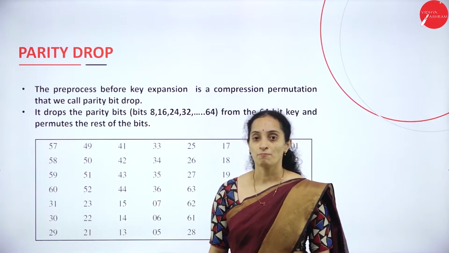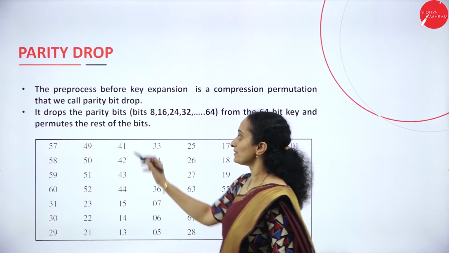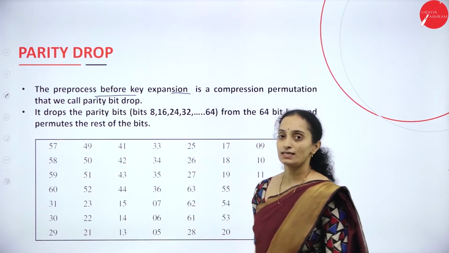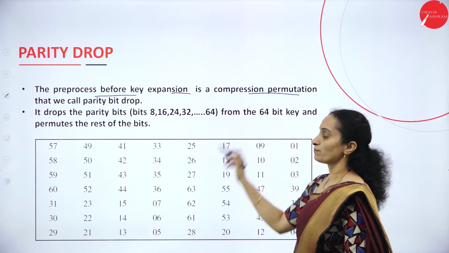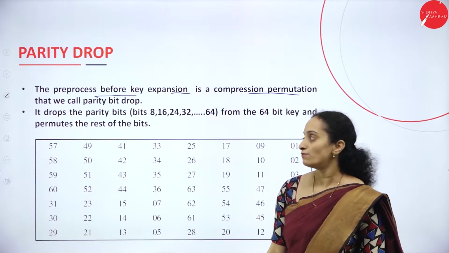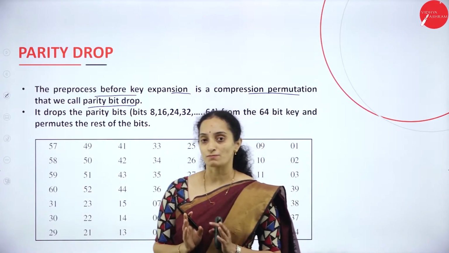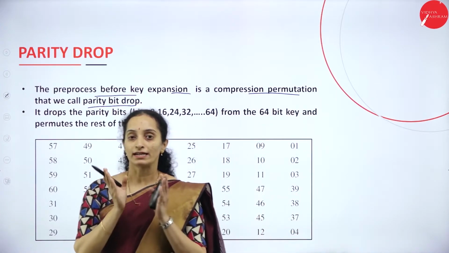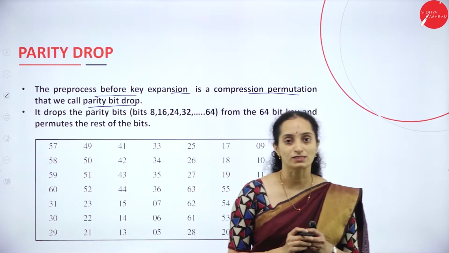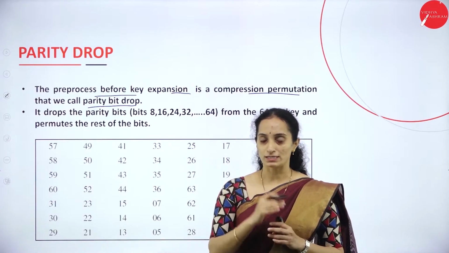First comes the parity drop. The first step is dropping the parity bits. The pre-process before the key expansion is a compression permutation box. We use a compression permutation box which drops the parity. As we know, what does a compression box do? It will reduce the number of ports, isn't it? How does it reduce the number of ports? By dropping certain bits or by blocking certain bits.